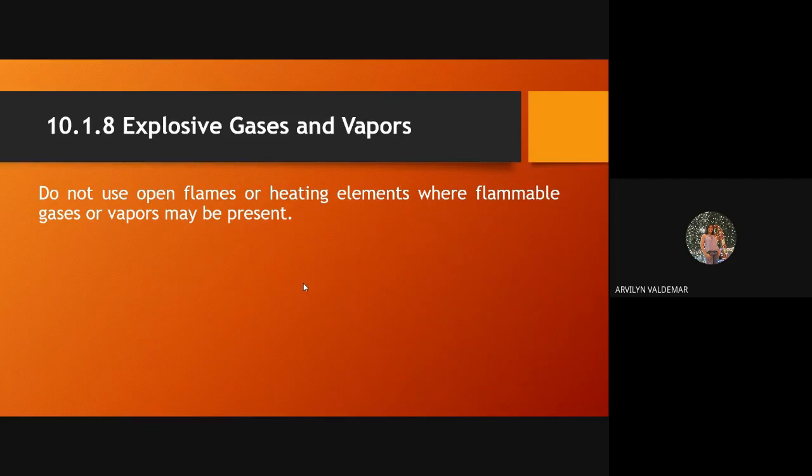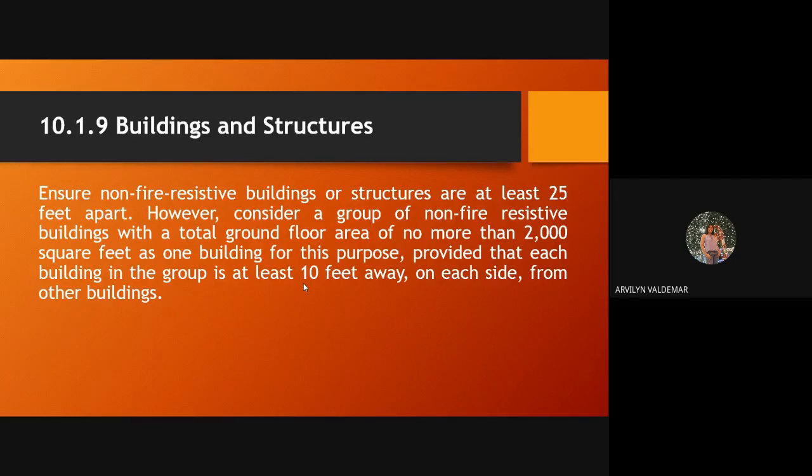Next is explosive gases and vapors. Do not use open flames for heat or heating elements where flammable gases or vapors may be present. For building and structures, ensure non-fire resistant buildings or structures are at least 25 feet apart.